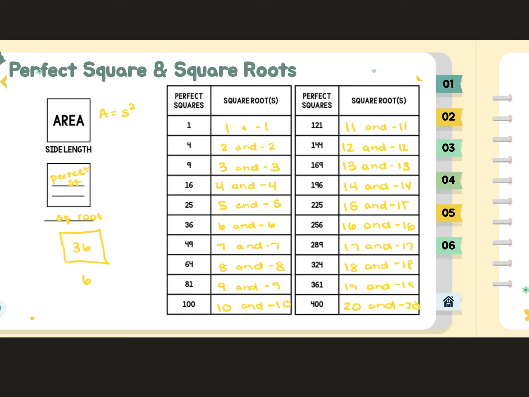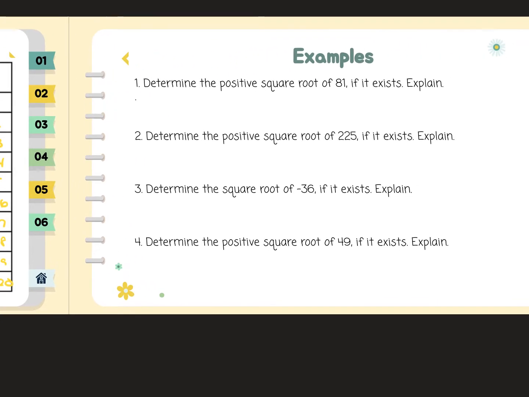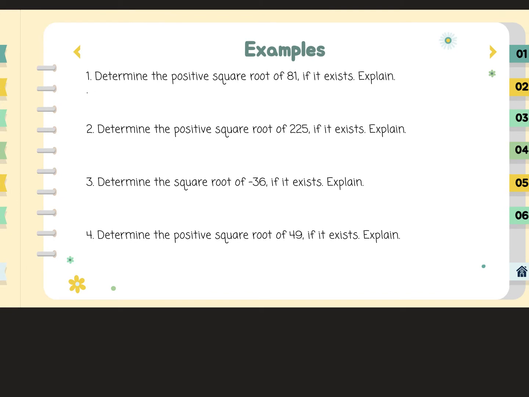All right, so again, you may recall some of these from previous class periods or previous math classes. But this is something that you will need to know. All right, so for some examples, we're going to determine the positive square root of 81 if it exists. So here we're looking for the positive square root of 81 based on the chart that we just did. The positive square root of 81 is 9.